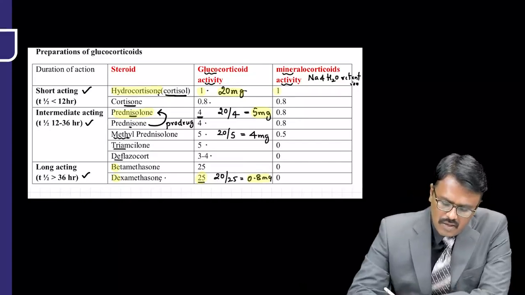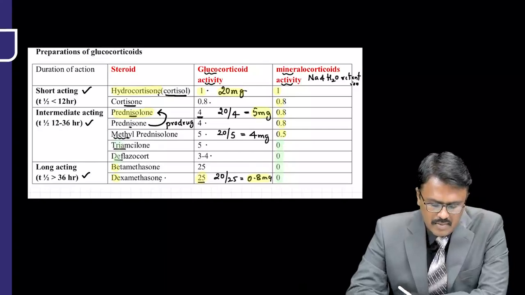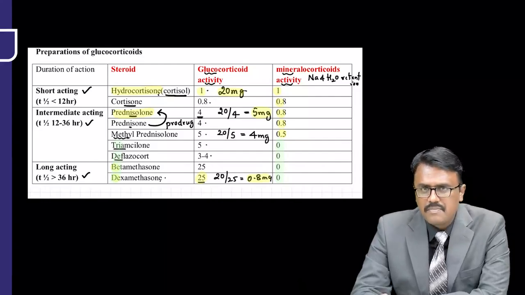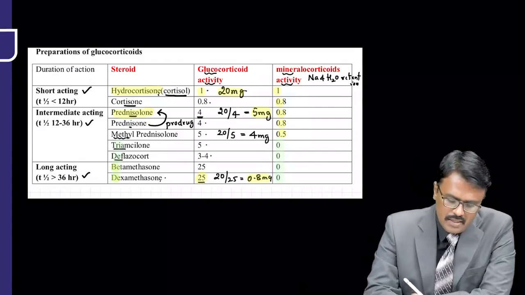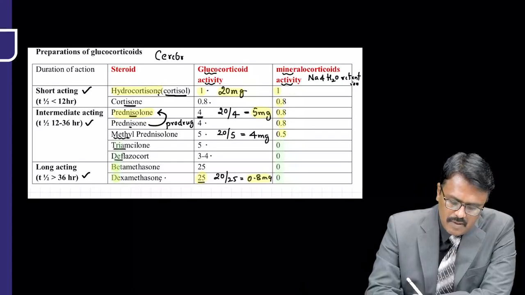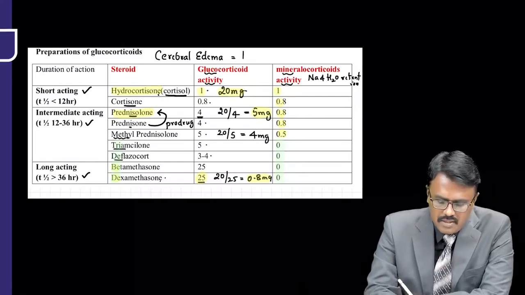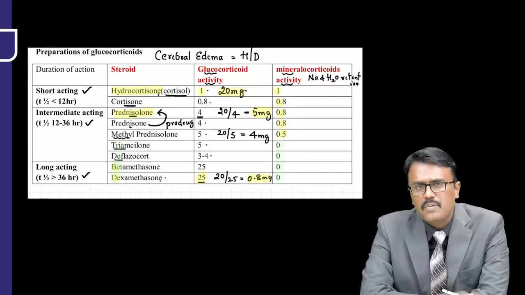Now what is that mineralocorticoid activity? The last 4 drugs, that is beta, dexa, triamcinolone, they don't have mineralocorticoid property. Sir, why should I know this? Take an example. Suppose a patient has cerebral edema. Patient has come with cerebral edema. I told you we use steroids in cerebral edema. The option is, will you use hydrocortisone or will you use dexamethasone? A clinical question. You pause the video and tell me, will you use hydrocortisone or dexamethasone?